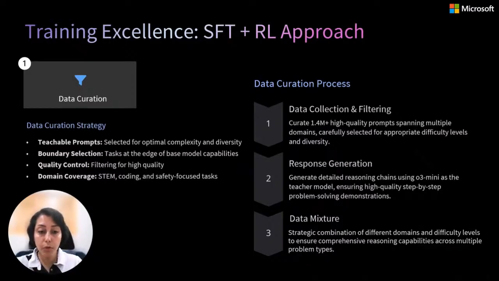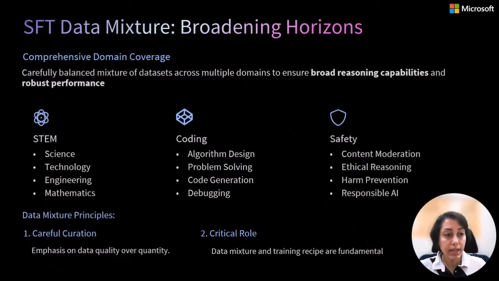And we really focus and emphasize on data mixture, and we do a strategic combination of different domains and difficulty levels and different data sources in order to make sure that our models are comprehensively capable across multiple problem types. And the data mixture is essentially a carefully balanced mixture across various domains to ensure broad reasoning capability and robust performance. And the domains that we consider at a high level are STEM, which is science, technology, engineering, and mathematics. We have coding, which is focused on algorithm design, problem solving, code generation, and debugging. And finally, safety, which focuses on content moderation, ethical reasoning, harm prevention, and responsible AI.